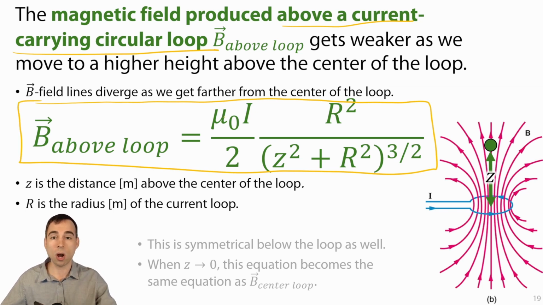We have μ0, we know that's a constant. I is the current running through that loop. Capital R is the radius of the loop itself, and Z is the distance that we end up calling this vertical distance above the center of the loop. The farther away that we get, the smaller that magnetic field would be calculated as, and the closer we get to the center of the loop, that would be like when Z is approaching 0. As we get closer to the center of that loop, this equation collapses down to the one that you saw on the previous slide for the magnetic field at the center of a current loop.